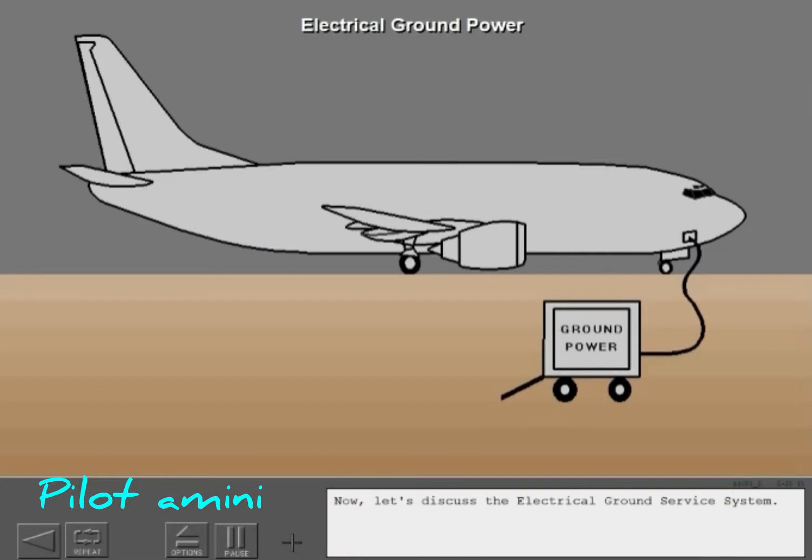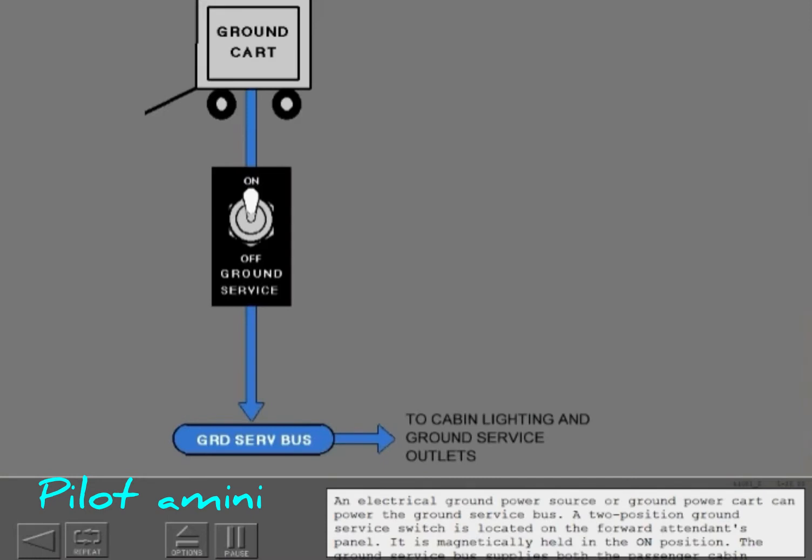Now let's discuss the electrical ground service system. An electrical ground power source or ground power cart can power the ground service bus. A two-position ground service switch is located on the forward attendant panel. It is magnetically held in the on position. The ground service bus supplies both the passenger cabin lighting and ground service outlets and allows service personnel to clean the airplane without powering other electrical buses.